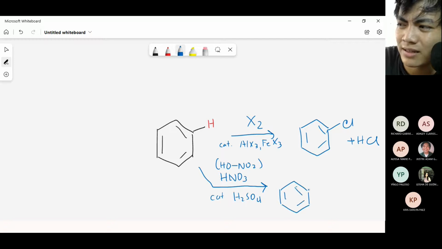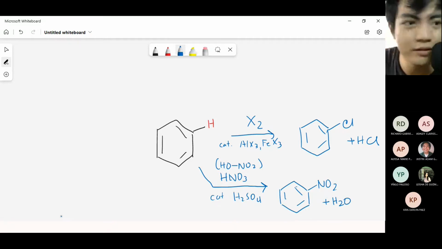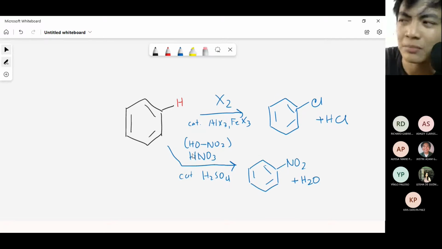So, that will give us nitrobenzene plus, ano yung plus? Plus water. Okay? So, itong reaction map after natin matapos to, you can take screenshot para mas madali nyo ma-review. Ayusin ko lang.